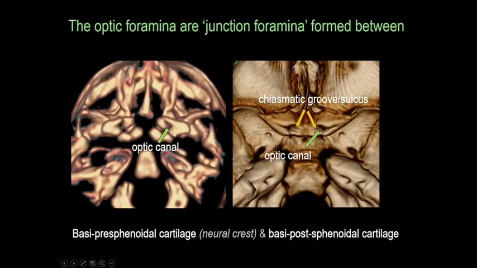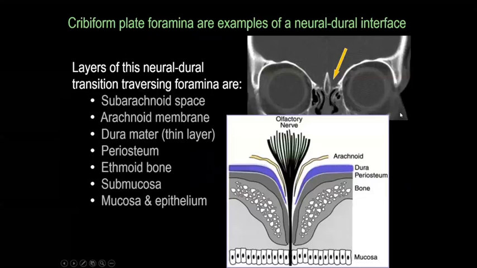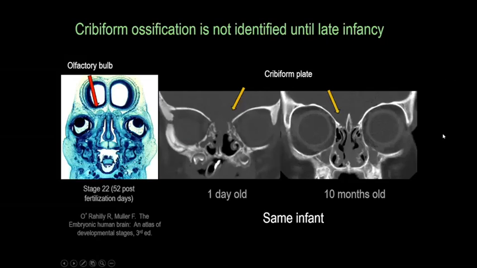The optic foramina are junctional foramina formed between the presphenoidal cartilage, which is neural crest, and the postsphenoidal cartilage. Here you can see the optic canal here and here in the chiasmatic groove. That defect here is just from the chiasm. The cribriform plate foramina are examples of a neural-dural interface. Layers of this neurodural transition traversing the foramina are the subarachnoid space, the arachnoid membrane, the dura mater, the periosteum, the ethmoid bone, the submucosa, and the mucosa and epithelium. Cribriform ossification is not actually identified until late infancy.